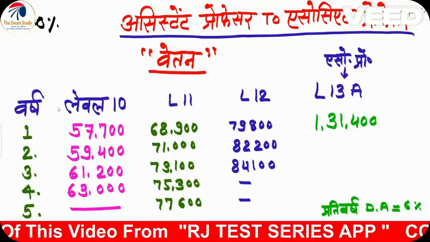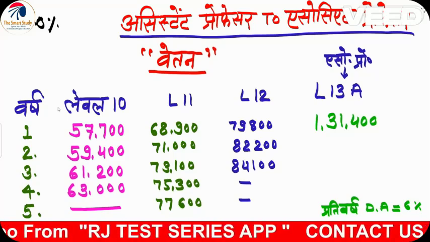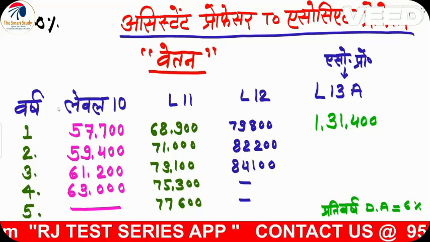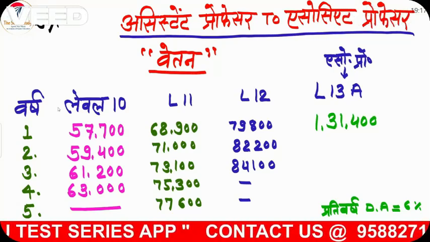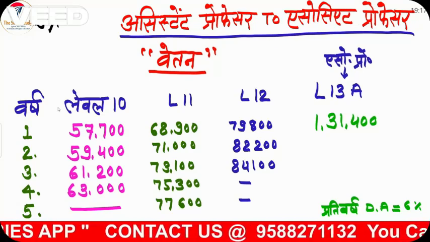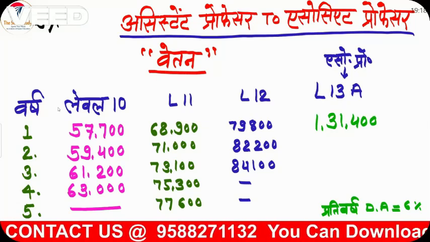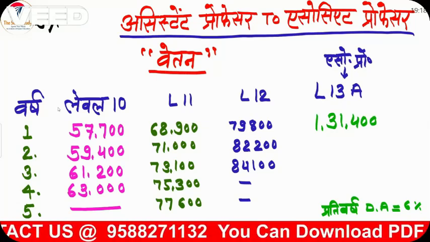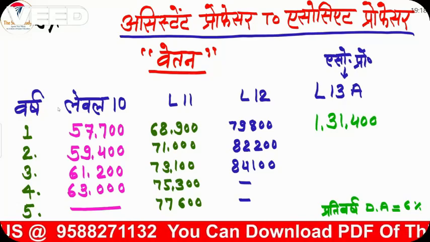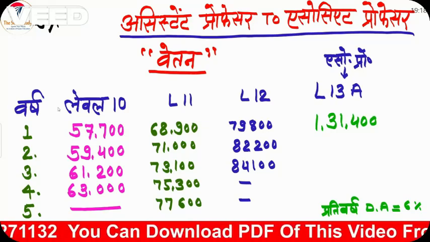When someone is appointed as an assistant professor, what is their grade? What is their initial pay? What will their salary be after including DA? How many years will they stay in level 10? How long will they have to serve in level 11? What are the criteria for level 12 after becoming an associate professor in level 13? And why is there a significant pay difference in level 12? Friends, let's talk about this in today's video.